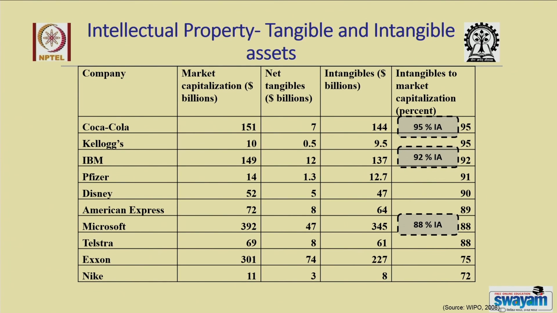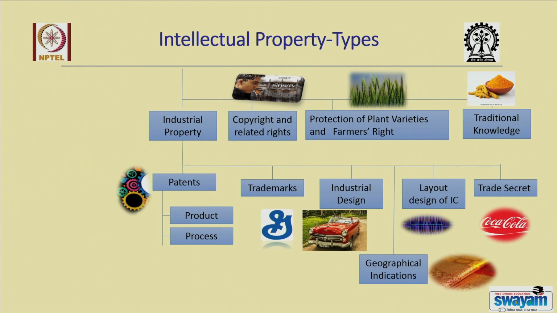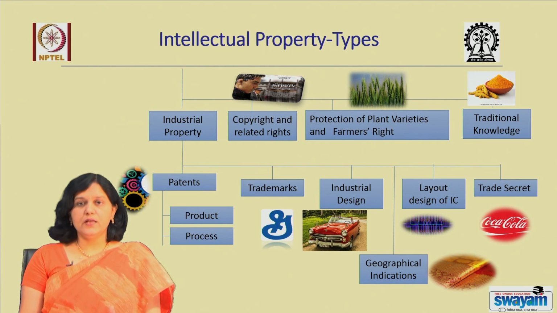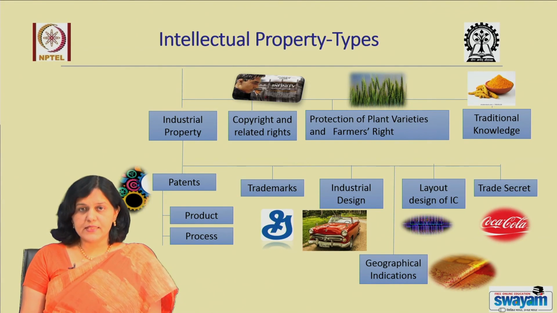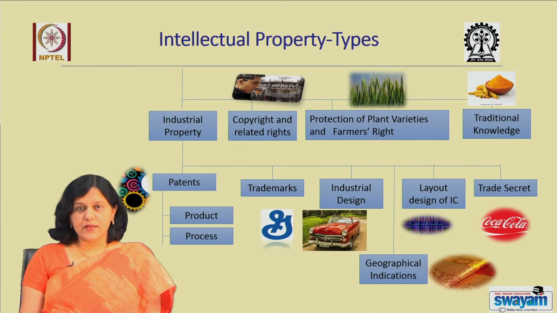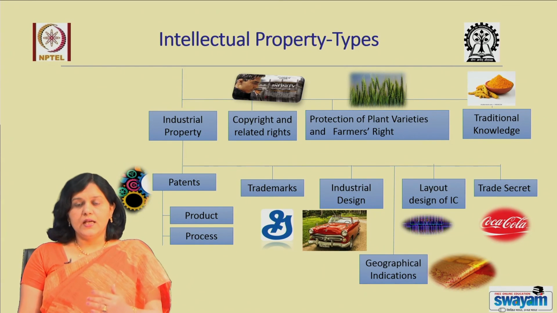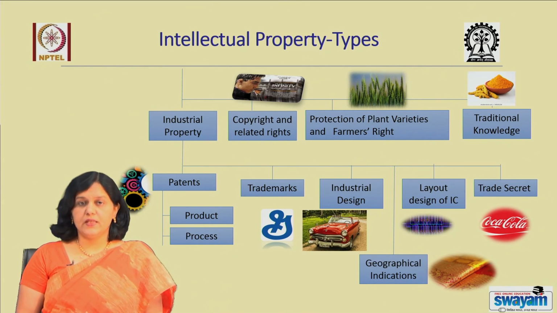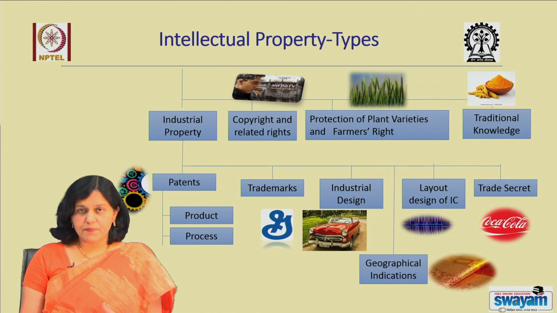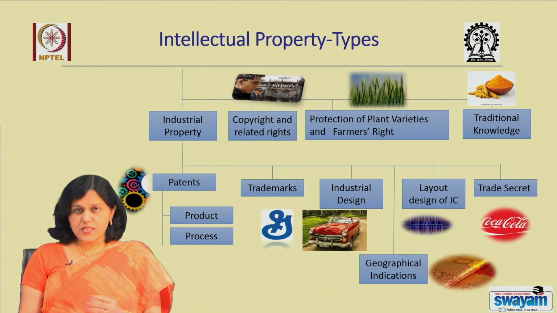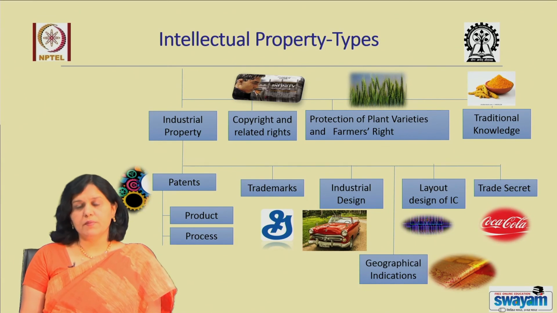So, again check this classification, industrial property and copyright and related rights. Now, a few more clarifications. This is the classification of IP in India. In other countries, this classification may be a little different. So, in the USA there is plant patent. Such differences and a few more such variations we will see in upcoming modules.